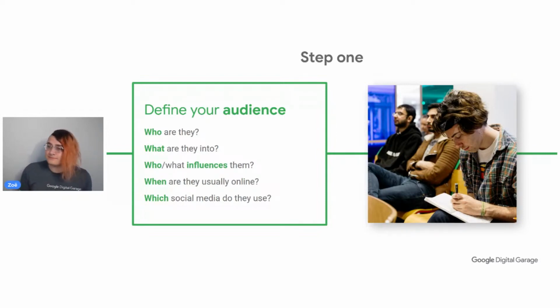So then we need to think about things like what they're into, what are they interested in, what influencers do they follow? Again, we've mentioned this before, but when are they online? When are they on social media? And which social networks do they use? Again, some of this we can guess. Some of this we might be able to get from, for example, their age and their gender.